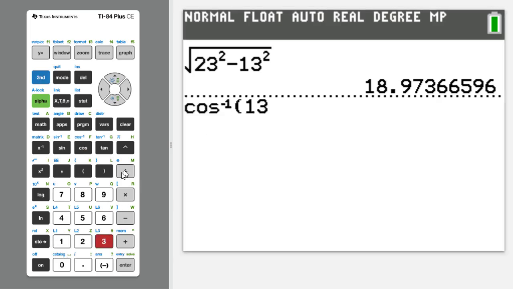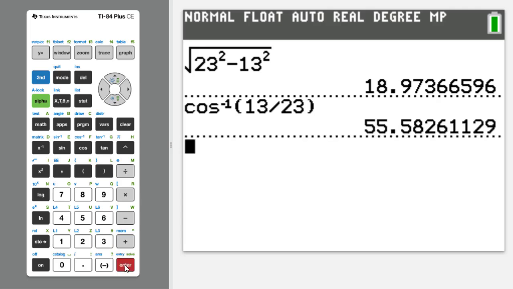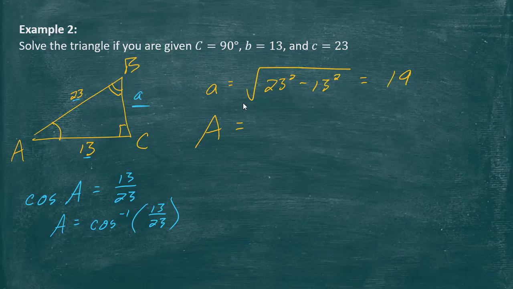I'll type in 13 divided by 23, since that's the ratio of my 2 sides, press enter, and it gives me a value of approximately 55.6. So if we go ahead and bounce back, this would now be a value of 55.6, and we are measuring all of our angles with triangles in this unit, degrees, so just make sure that you include the degrees unit.